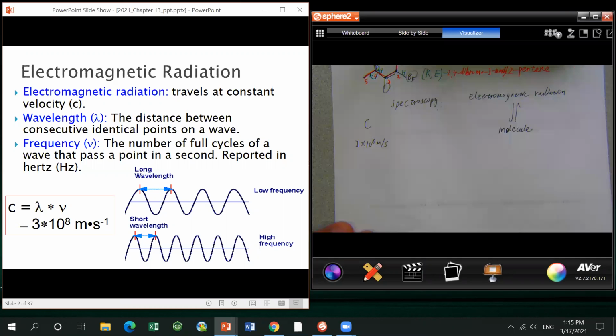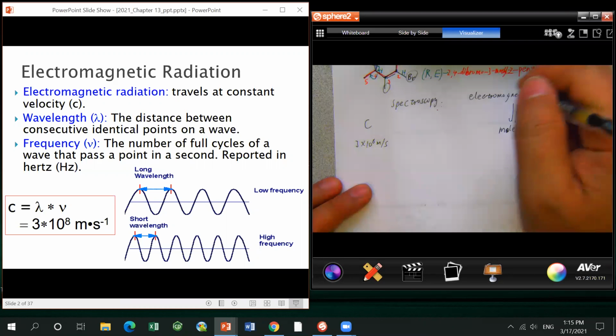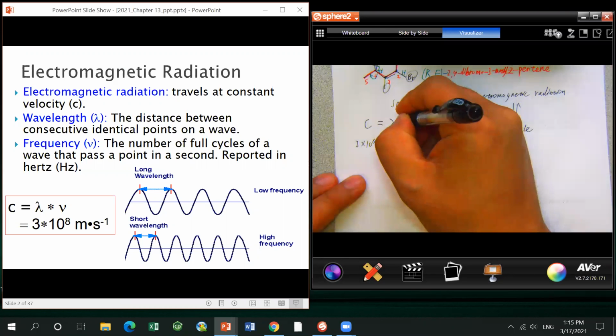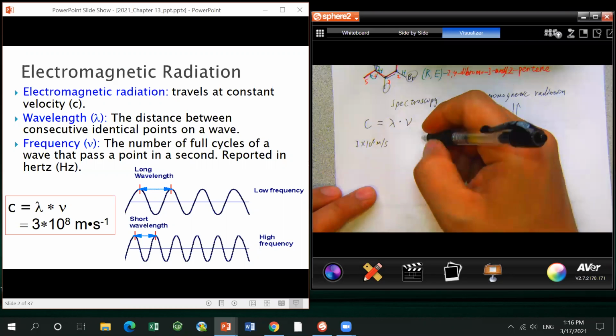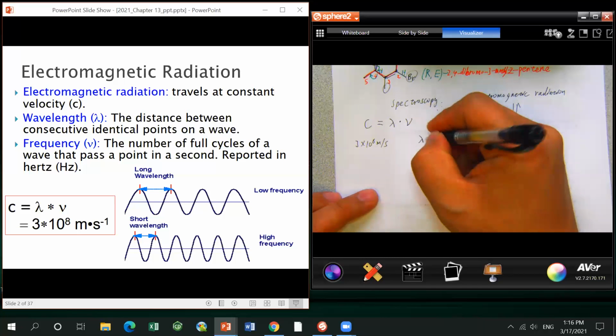Wavelength is the distance between 2 consecutive identical points on a wave. For example, from here to here, or from here to here, we can count as one wave, and that length is the wavelength. Frequency is how many full cycles of the wave pass through a point in 1 second, reported in hertz. So if you multiply the wavelength by the frequency, that gives you the velocity of the electromagnetic radiation. Lambda is the wavelength.